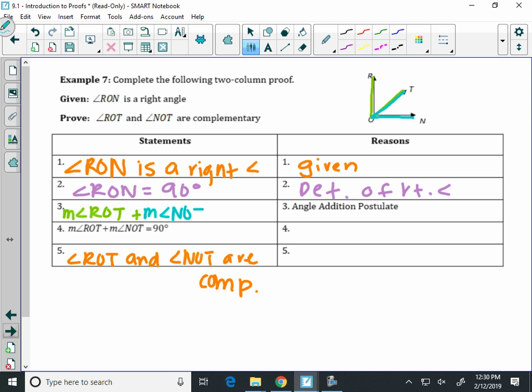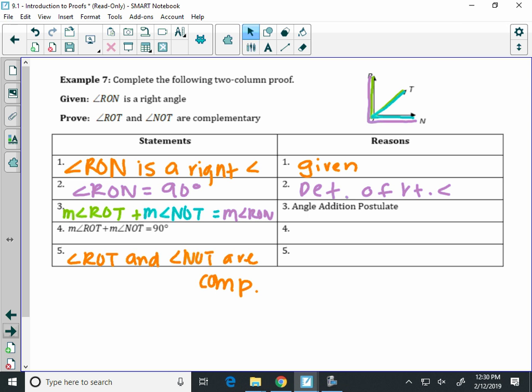Plus NOT is equal to, how would we name the big angle? What's the name of the big angle that they make up? Angle RON. So whenever you see angle addition as a reason, your statement's going to be 2 little angles equaling a big angle, or vice versa. If you see 2 angles adding together to equal another angle, your reason's angle addition postulate.